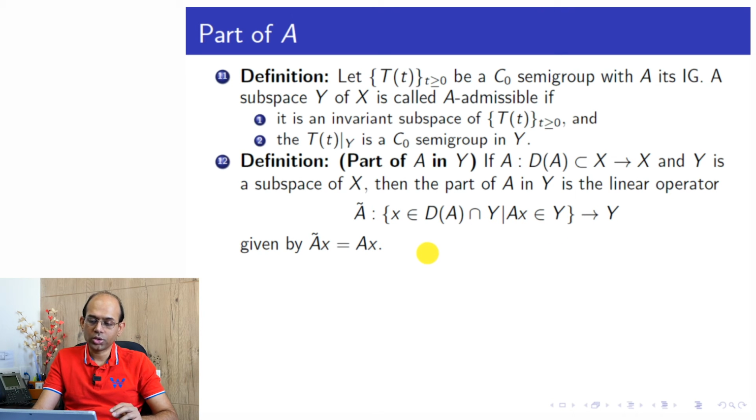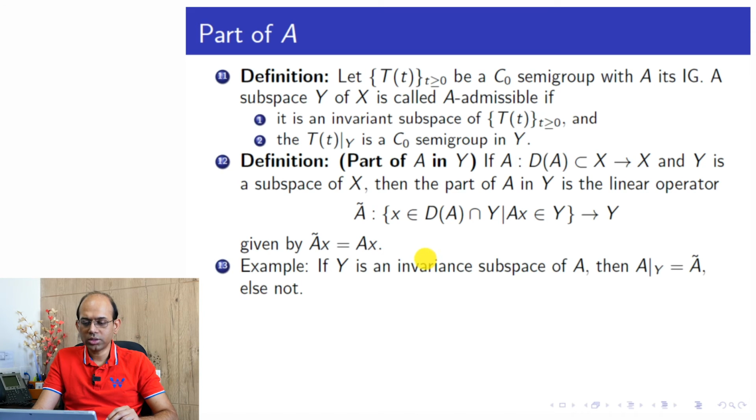So this is given by A tilde x equals Ax. It is exactly the A map, but the domain should be carefully chosen. That we call the part of A in Y. For example, if Y is an invariant subspace of A, then A restricted to Y is precisely A tilde. Otherwise, it is not true.